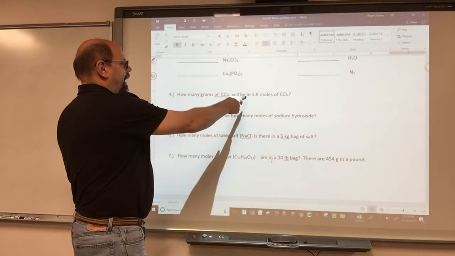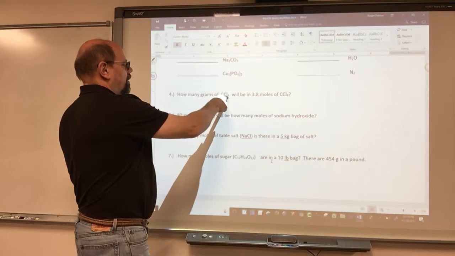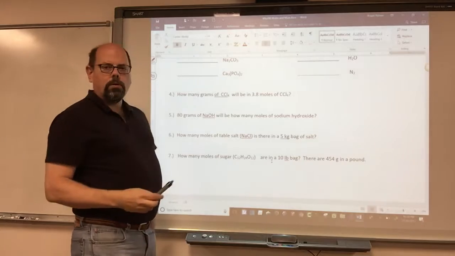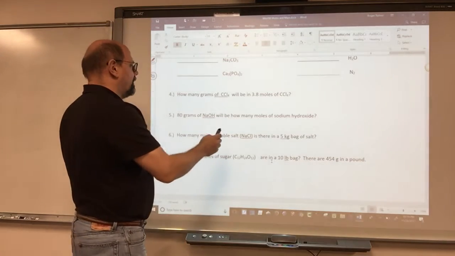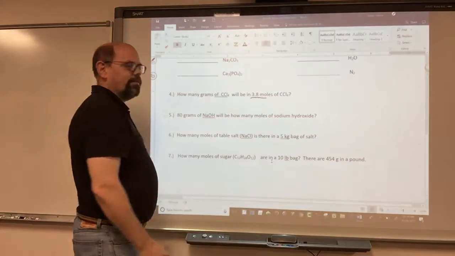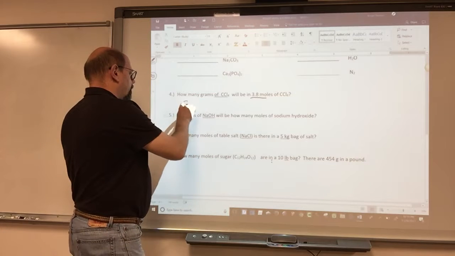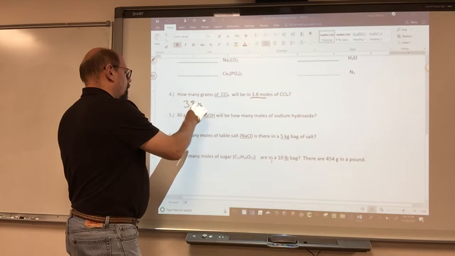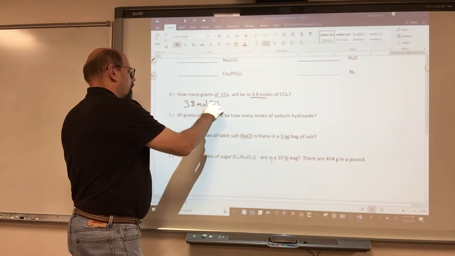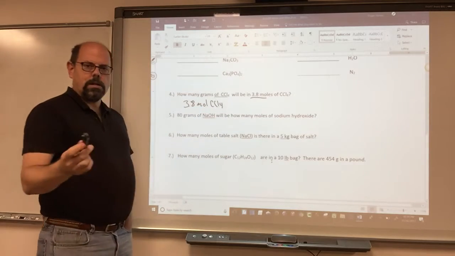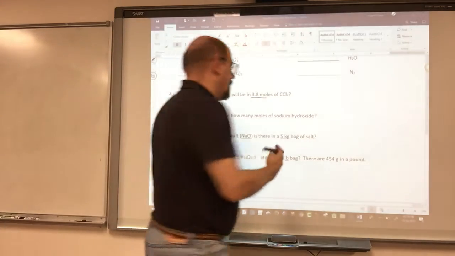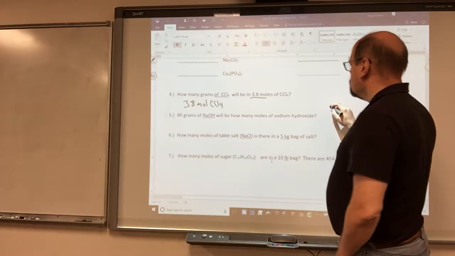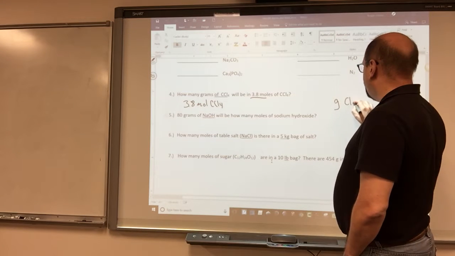This one says, how many grams of carbon tetrachloride are there in 3.8 moles of carbon tetrachloride? So what's given? That's the information given. So write that down on the left. 3.8 moles CCl4. I write down the molecule too, because otherwise I'll forget and I'll get the wrong label. And that really helps me set up my fraction. So I want to get to grams of CCl4 over here.